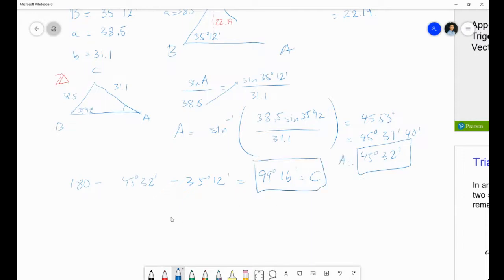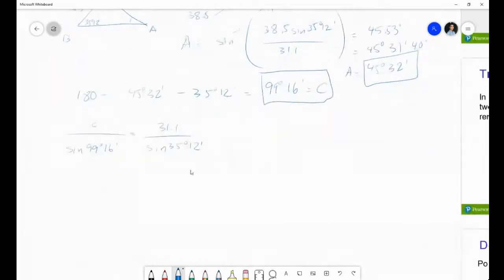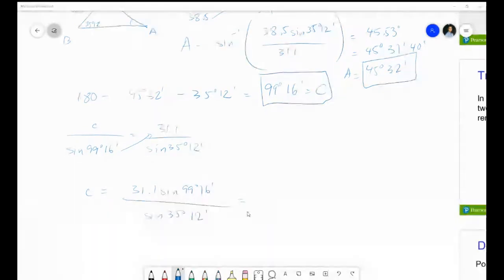This is A. All right, so once I have that, we can use that to find the side C. So sine of 99 degrees 16 minutes equals the ratio 31.1 over sine of 35 degrees 12 minutes. Again, we can just multiply across here. So C equals 31.1 sine of 99 degrees 16 minutes divided by sine of 35 degrees 12 minutes. Okay, let's plug all that in.